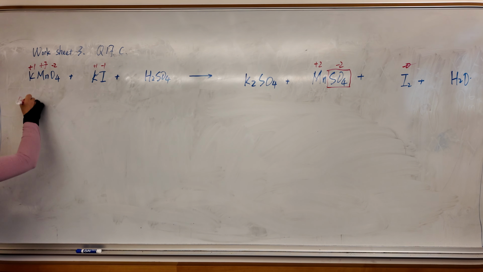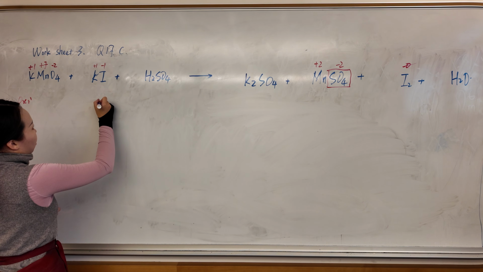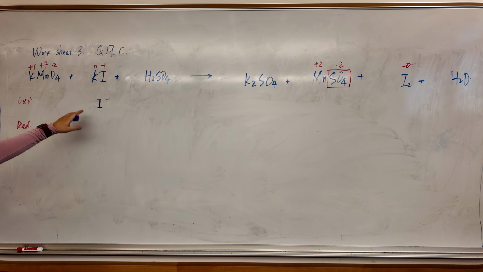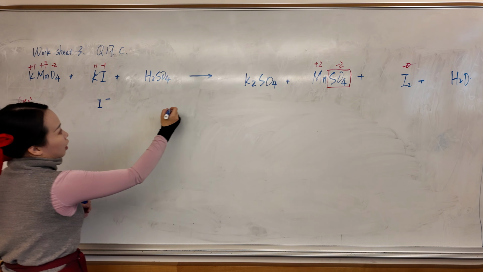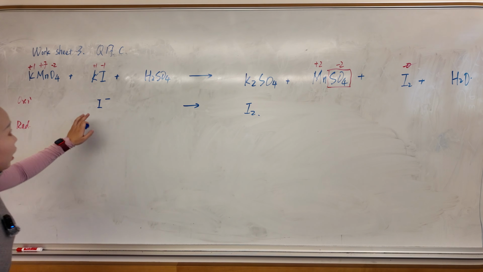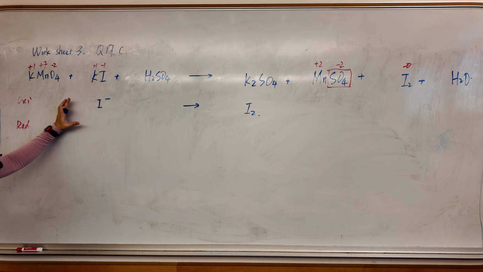Okay, so ox and re. Write oxidation. I will write the ion first, and after we write the overall, we'll get them back. I- forms I2, right? That's oxidation, right? That's what we learned. You might need more space. Basically treat this one as a large example, but you might want to open a new page to write this if you want.